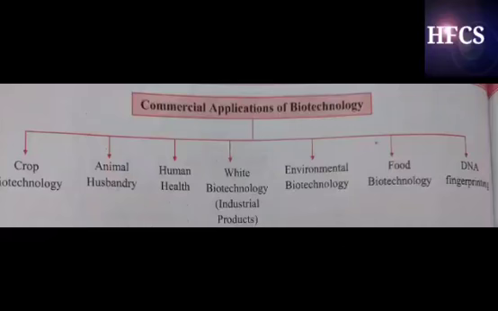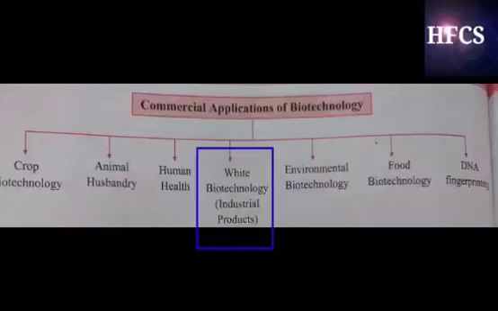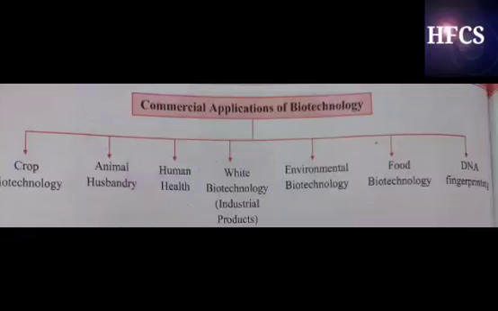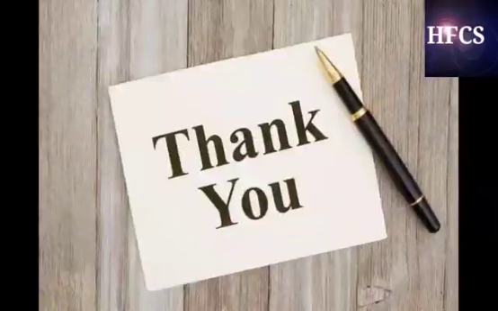So, students, white biotechnology, that is industrial products. Industrial biotechnology that employs living cells or microbes to produce industrially useful products through a less expensive process is known as white biotechnology. Next is environmental biotechnology, food biotechnology, and DNA fingerprinting.